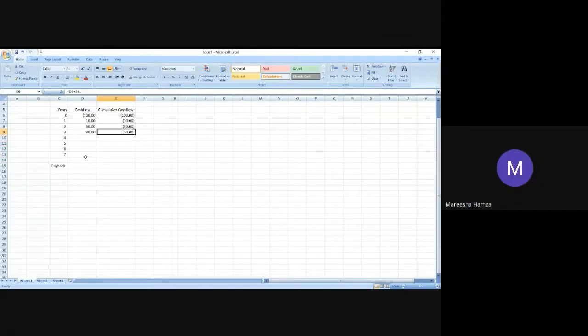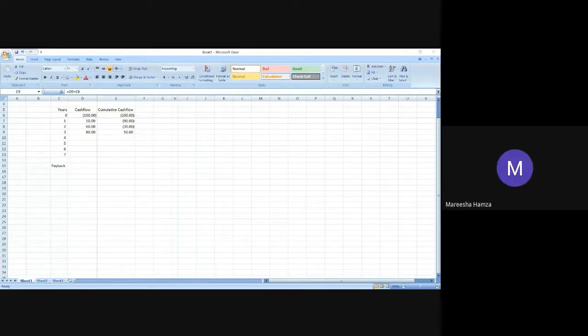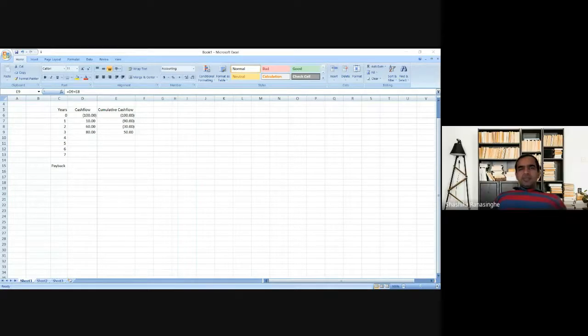So what is the second year cash flow? Is it 30? The second year cash flow given is 60. Right? In your second year, you get 60. Third year, you're getting 80. This example is from the tute, no sir? Example from the tute, yeah. Found it.